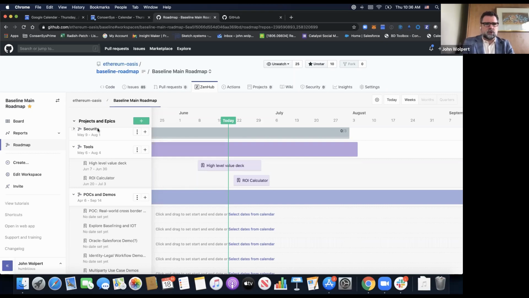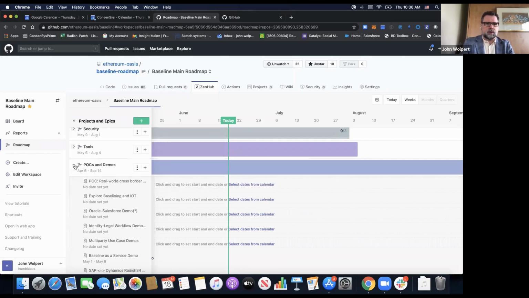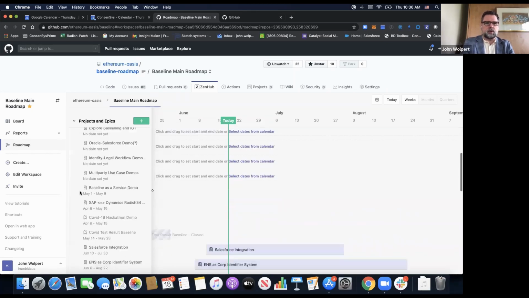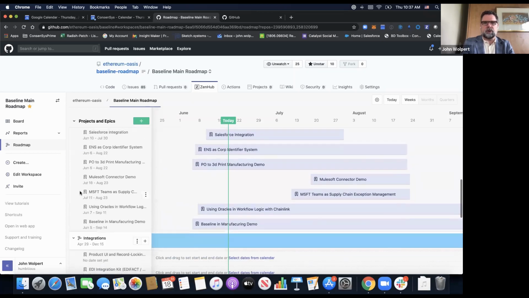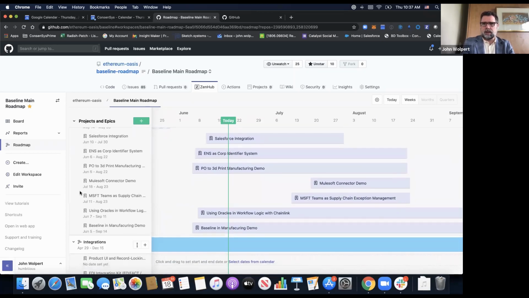Okay. So that's that. We did discuss POCs and demos a bit. There's quite a few of them. We really review a lot of these during the SSC meeting. Salesforce integration, Ian is popping now. There's a company that is behind that.